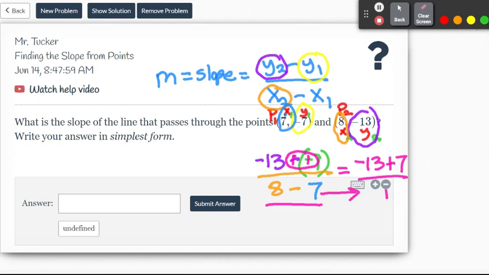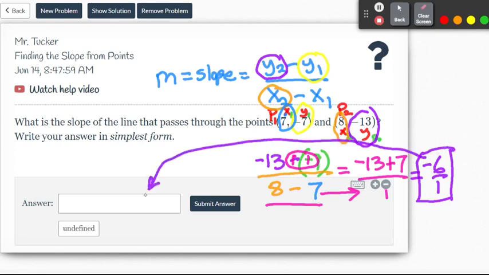And so now you take care of negative 13 plus 7, which should get you a negative 6 over 1. And negative 6 over 1 is just negative 6. So you put negative 6 as your answer. So make sure we get the whole right answer. Now, again, remember, this top part is your rise. The bottom part is your run.